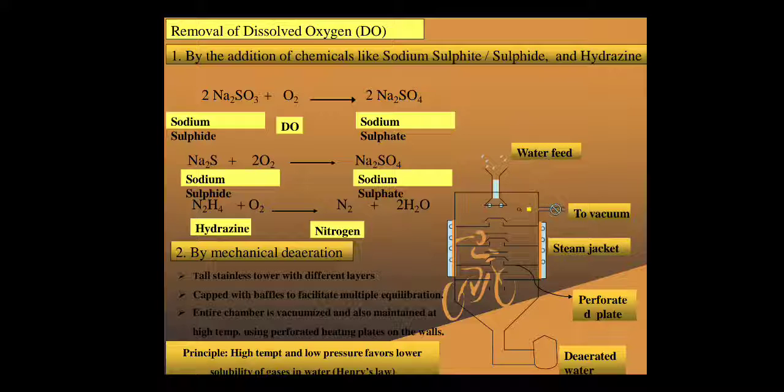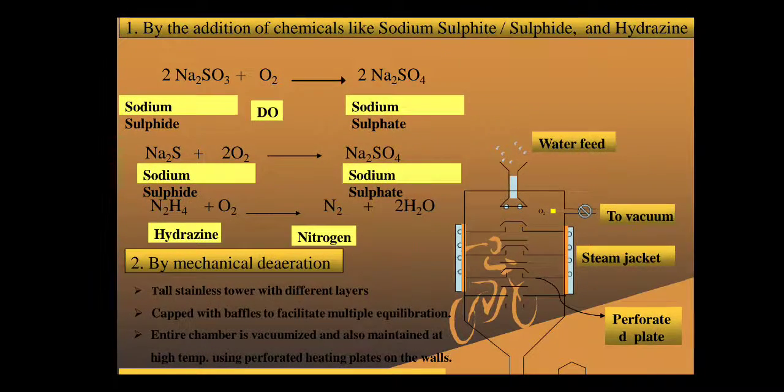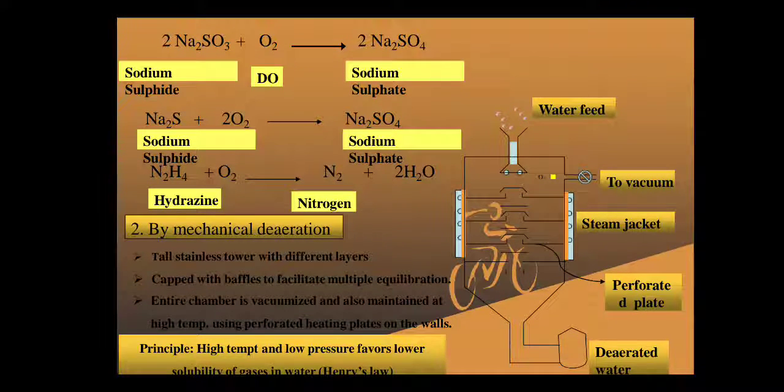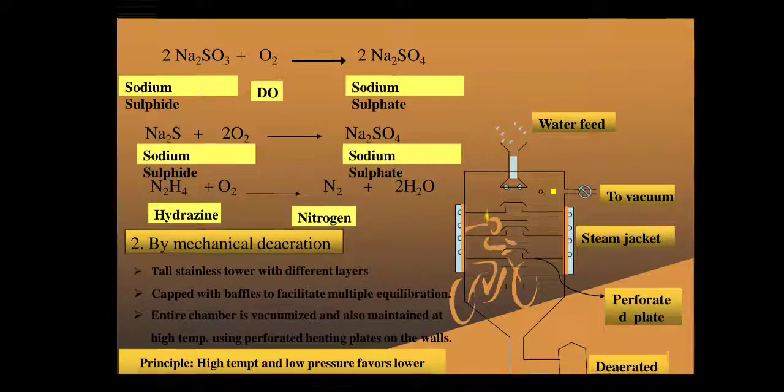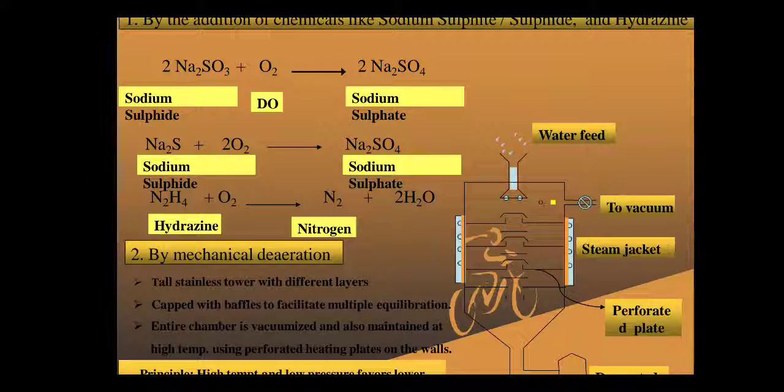Then by mechanical deaeration you can remove it. That is the figure for mechanical deaeration. Mechanical deaeration means tall stainless steel towers are present in different layers, and in these tall towers you can deaerate the water. In this way you can remove the dissolved oxygen.